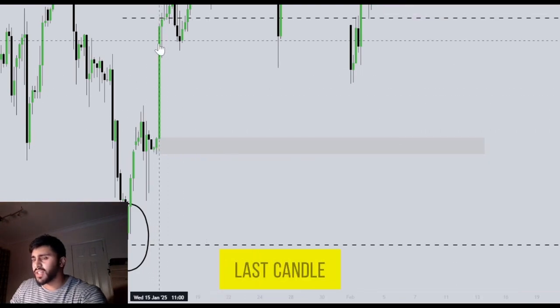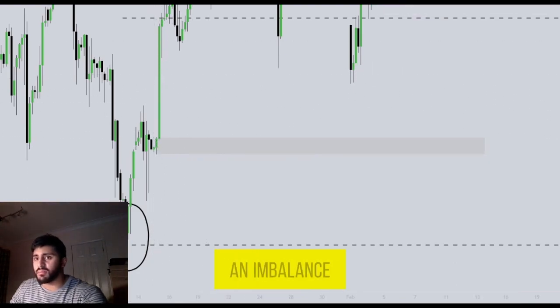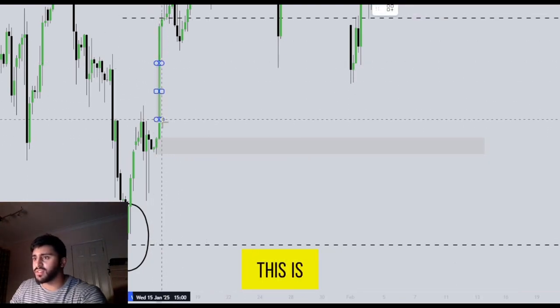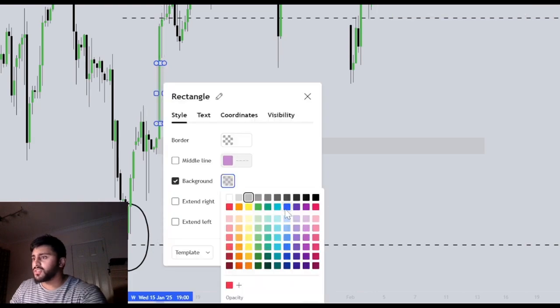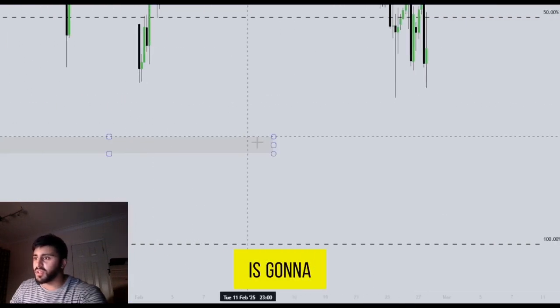It is essentially the last candle before the big push, which leaves an imbalance. To make this very clear, this is the fair value gap over here. So the fair value gap is in blue, and this is going to be our POI.